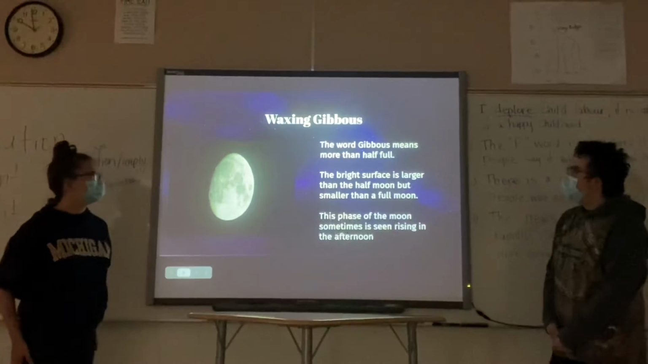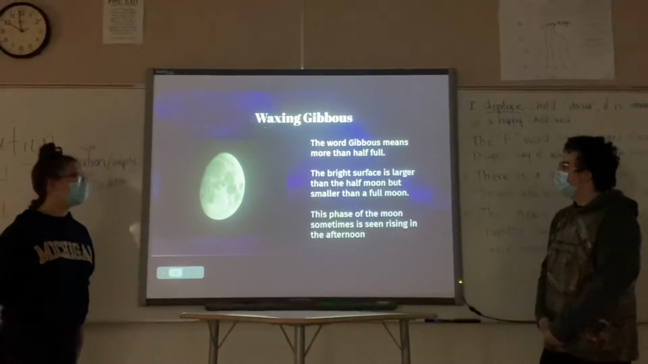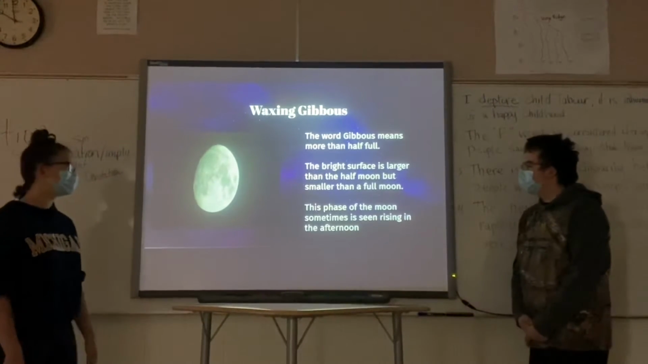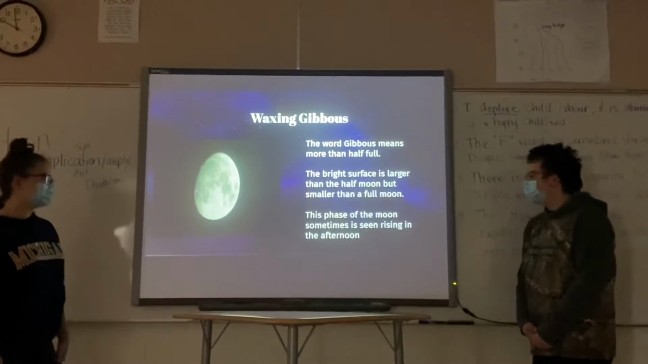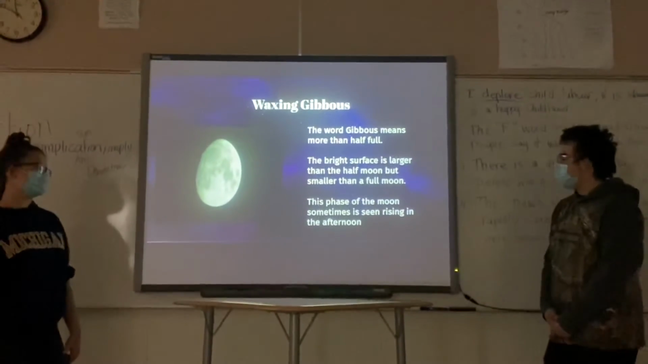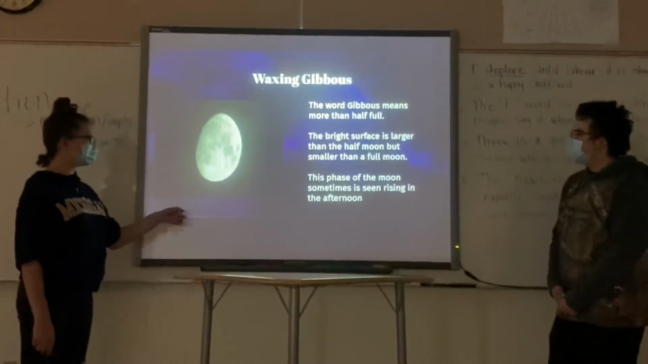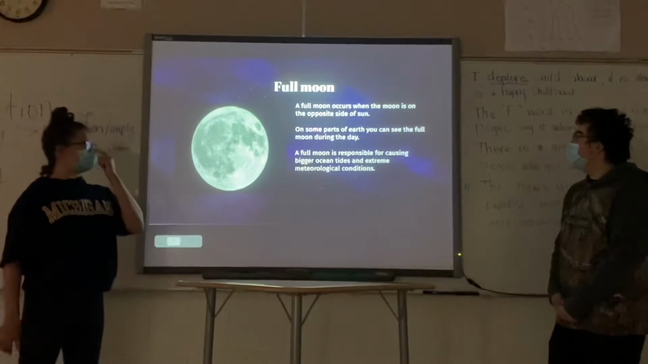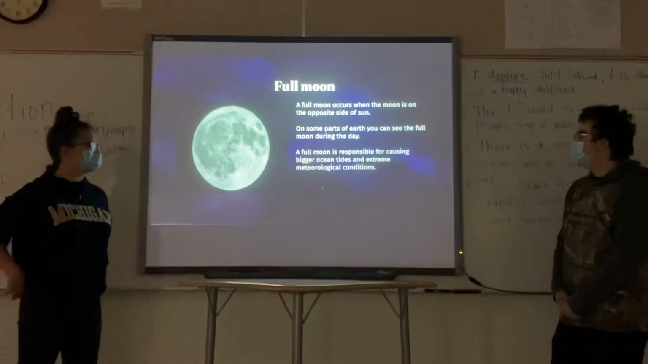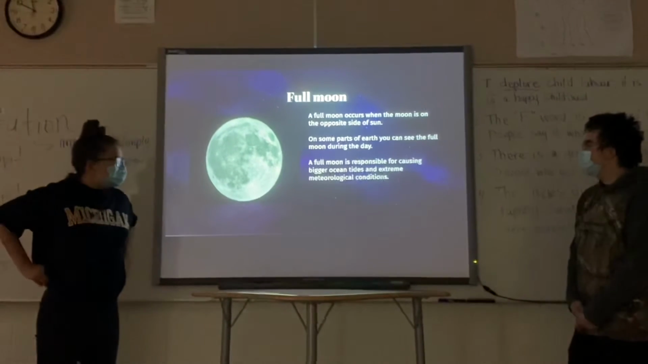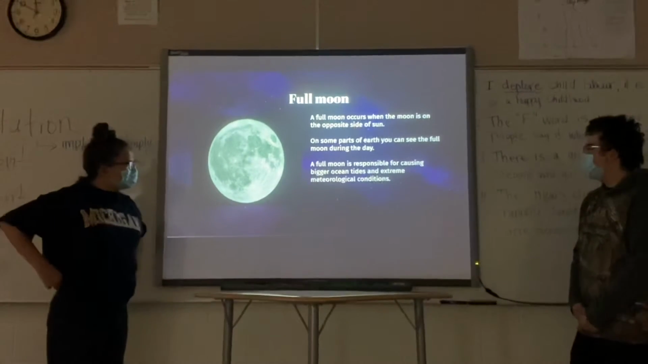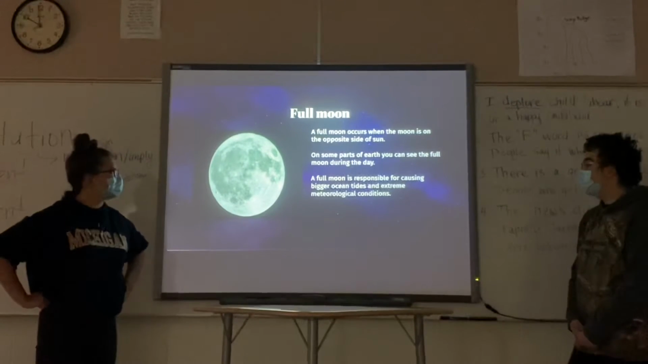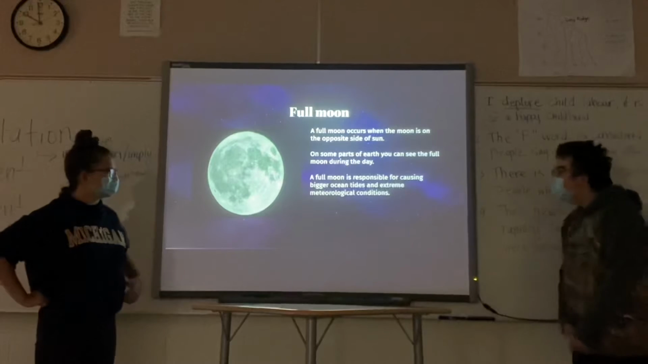The word gibbous means more than half full. The bright surface is larger than the half moon, but smaller than a full moon. This phase of the moon sometimes is seen rising in the afternoon. Full moon. A full moon occurs when the moon is on the opposite side of the sun. On some parts of the Earth, you can see the full moon during the day. A full moon is responsible for causing bigger ocean tides and extreme meteorological conditions.